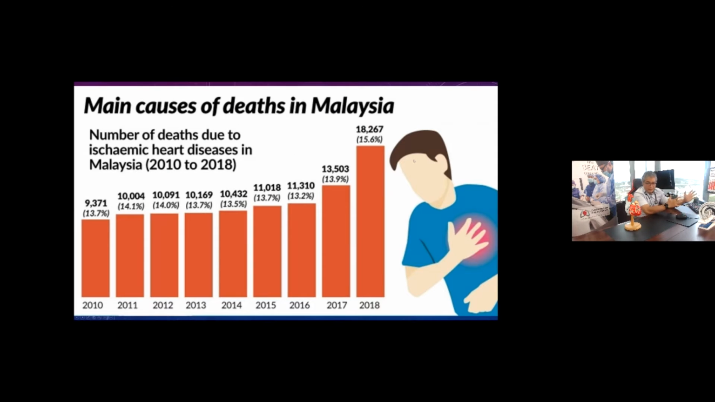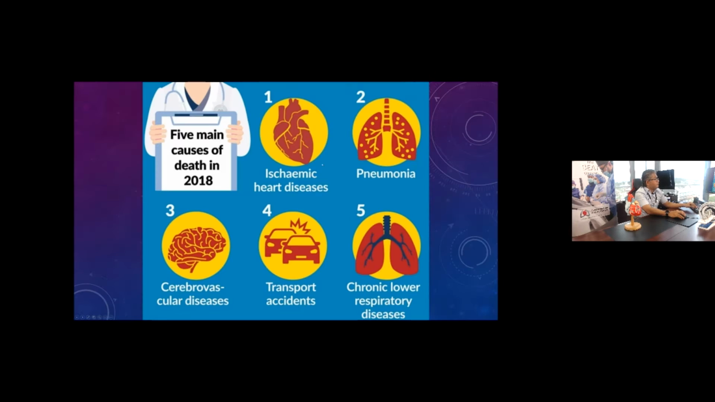And then if you look at the statistics in Malaysia, this is the number of deaths due to coronary artery disease from 2010 to 2018. You can see that over that period, the number of deaths due to heart attack continues to climb up and up and up. And in 2018, heart disease accounted for 15.6% of all the recorded deaths in Malaysia, which is 18,267 people. And these are the 5 main causes of death in Malaysia in 2018, and number 1 is heart disease.